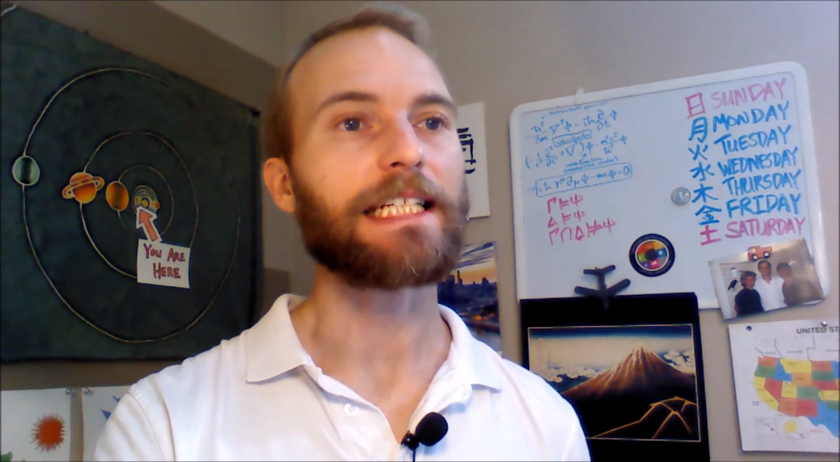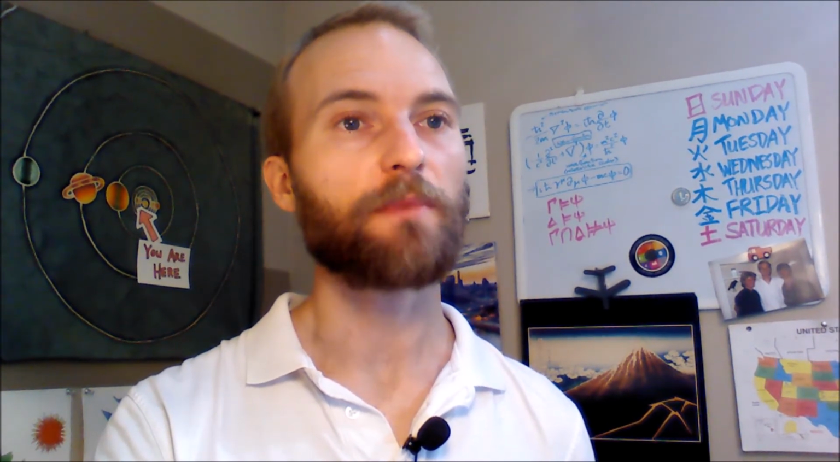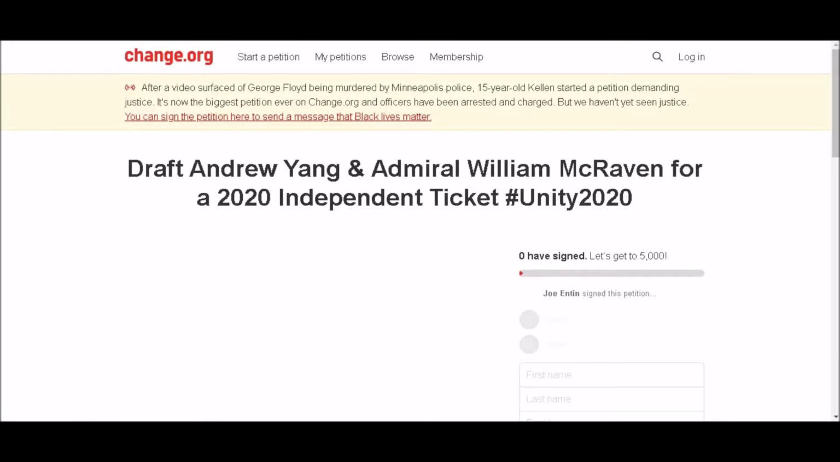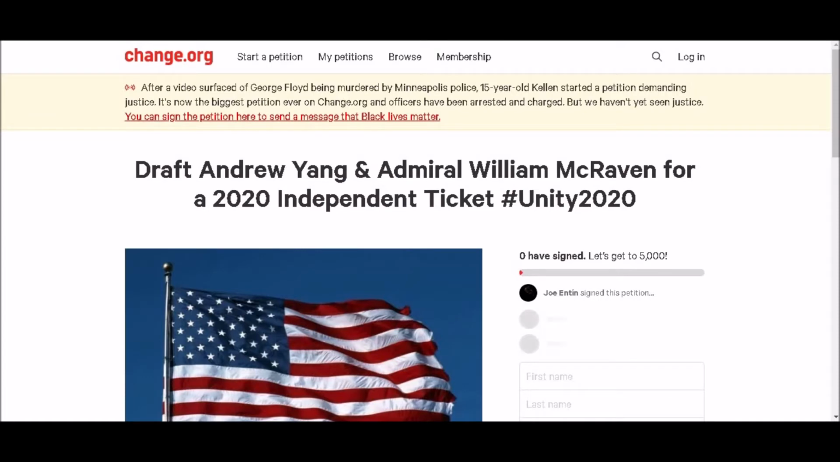The considered candidates are Andrew Yang and William H. McRaven, who was a former U.S. Navy admiral, by the way. And they are not the only candidates under consideration. They're not the promised candidates. The Unity 2020 Project has made it very clear that they do not wish to promise specific candidates because we need to first get enough backing behind the plan itself.